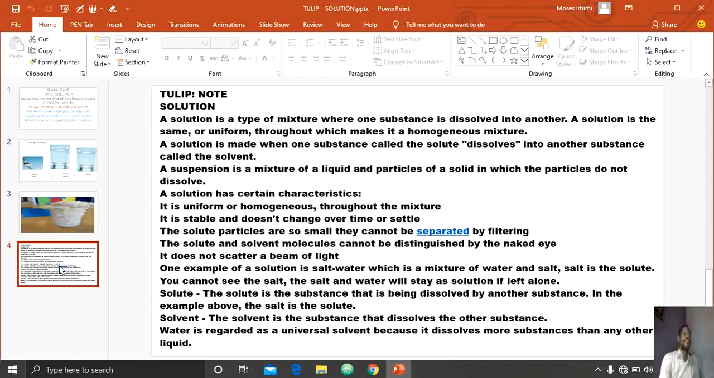That is, it is not like mixing powdered milk in water. No, it will look far different from it. It will look as if nothing was put in there as long as it is a saturated solution.